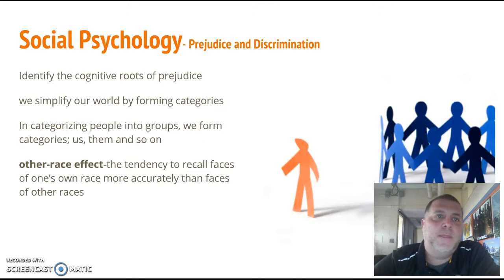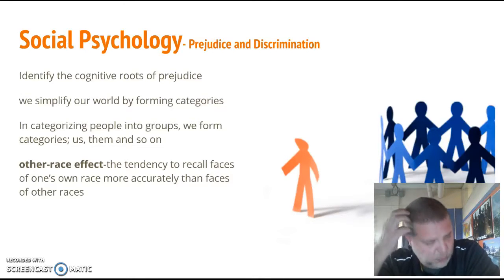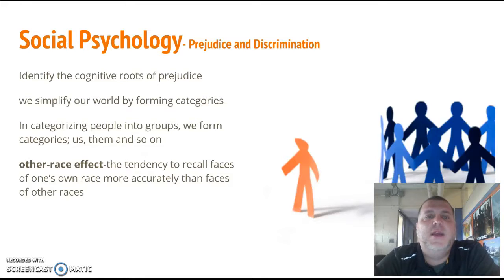So to identify the cognitive roots of prejudice, we're going to simplify the world by forming categories. We all form categories. We all form these little things in our mind that help us understand where people place, and we put them in our place because that's what we work with, unfortunately. Categorizing people into groups, we form categories, us and them, and so on.